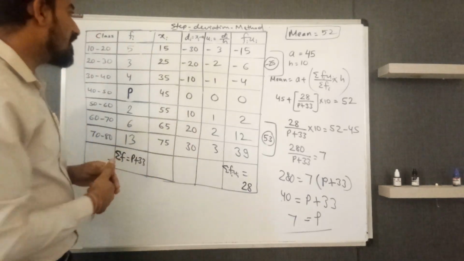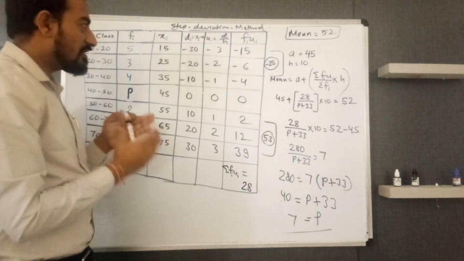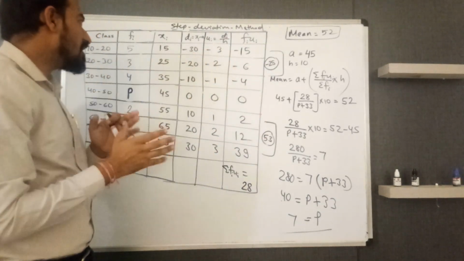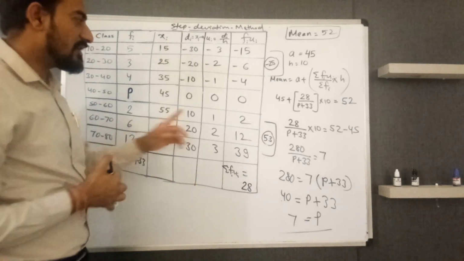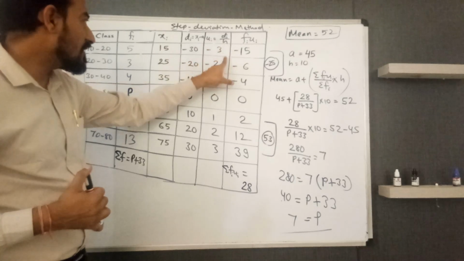So it's up to you whether you follow the step deviation method or the direct method. In the direct method, you will have large numbers in the product, and there you may make mistakes. Here you have to follow up to here.